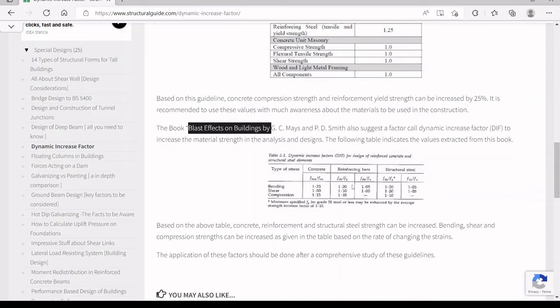Similarly, for the reinforcement, when you consider bending, we can increase the characteristic strength by 1.2. Tensile strength 1.05. Structural steel also has some factors, 1.2 and 1.05. You can read this book, Blast Effects on Buildings, published by Mays and Smith, for further information on this.